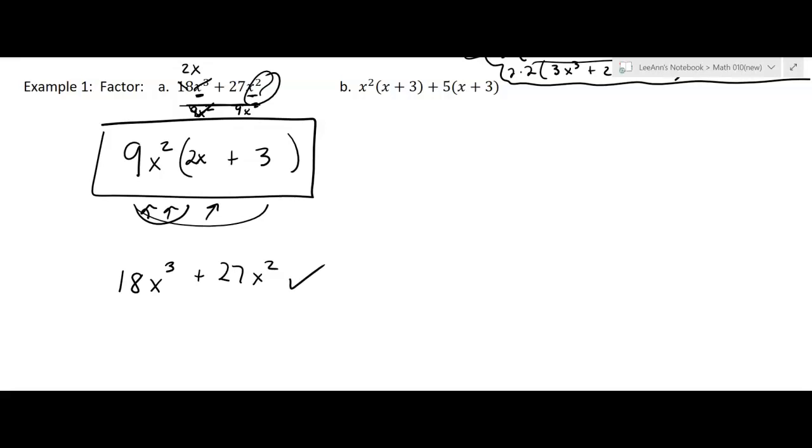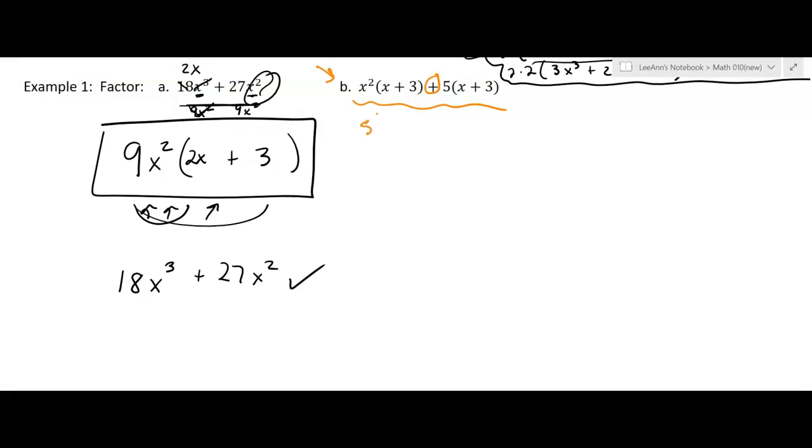Now, this next one's very visual. So, you're looking at B here, and you've got x squared times x plus 3, plus 5 times x plus 3. So remember, factoring, we're trying to get it in terms of multiplication. So you might be saying, well, it is multiplication, right? x squared times x plus 3, right? But if you look at the whole thing, what's the overall operation? It's right here. It's addition. It is not multiplication right now.